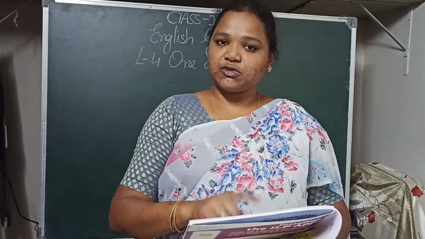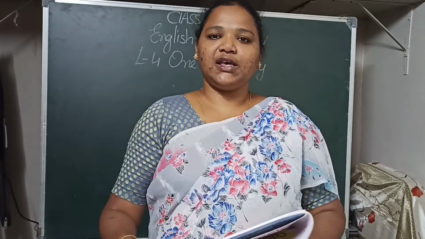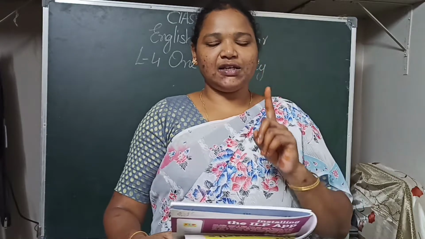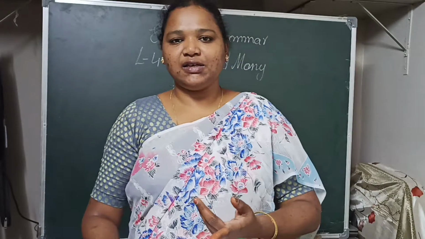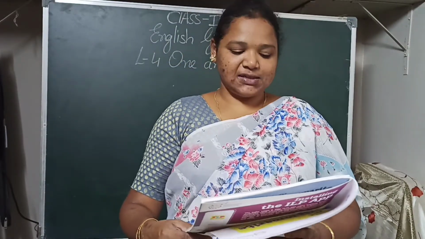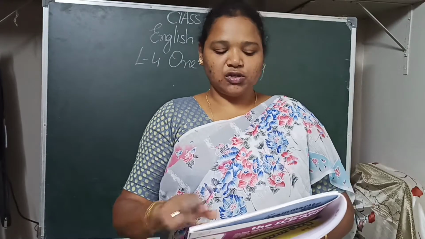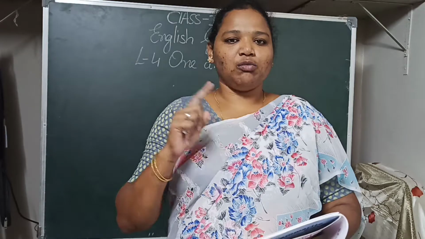So when a noun names one thing, it is in singular form. So when a noun names only one thing, it is a singular form. And when a noun names more than one thing, it is a plural form. Okay. So here are some examples. Book, books. So the singular form is one book, and the plural form is more than one book.